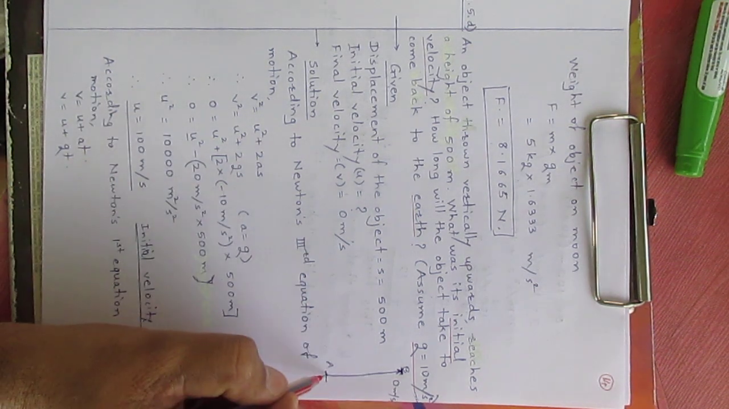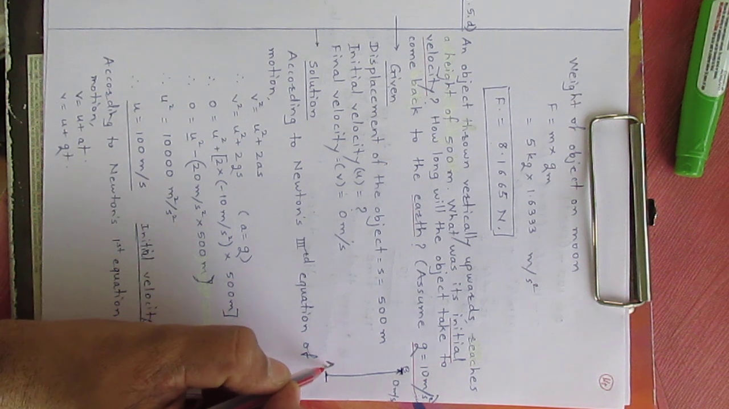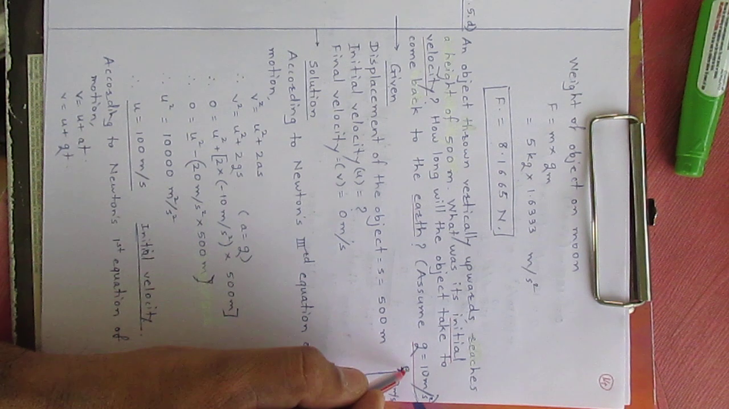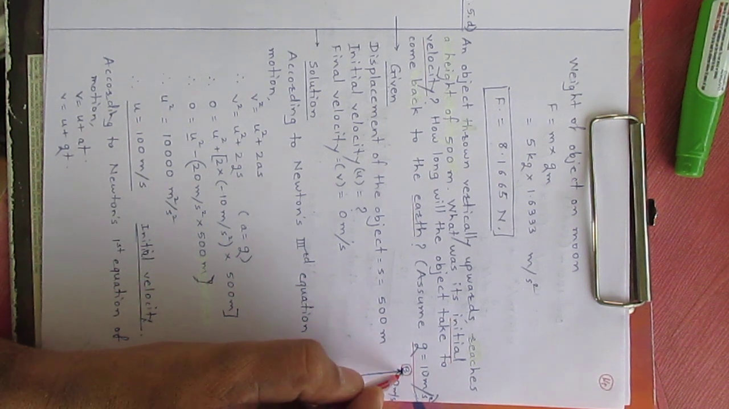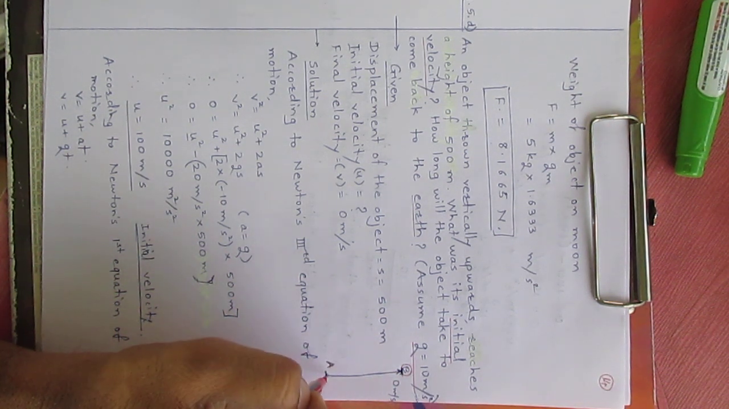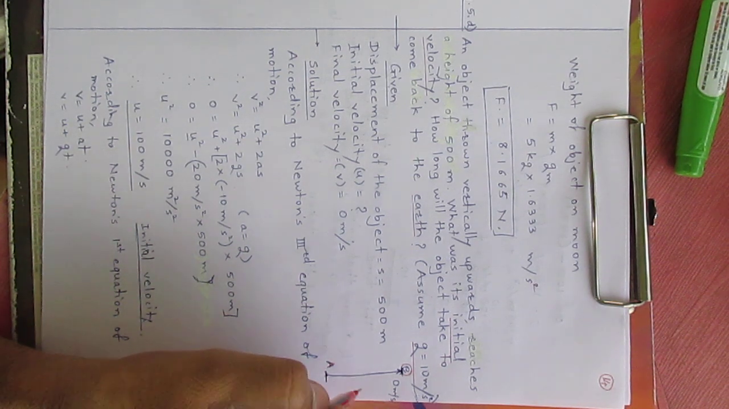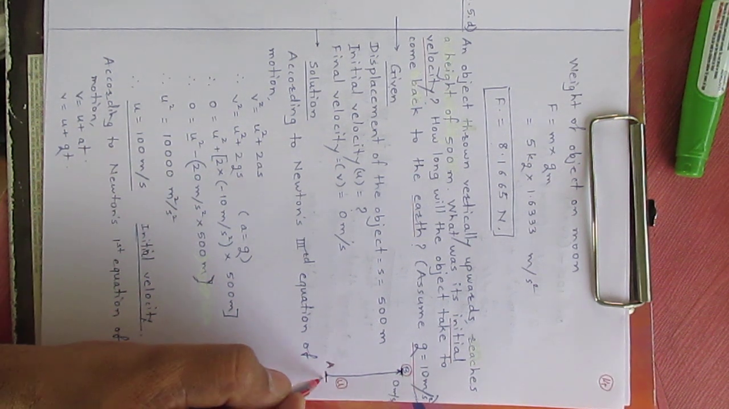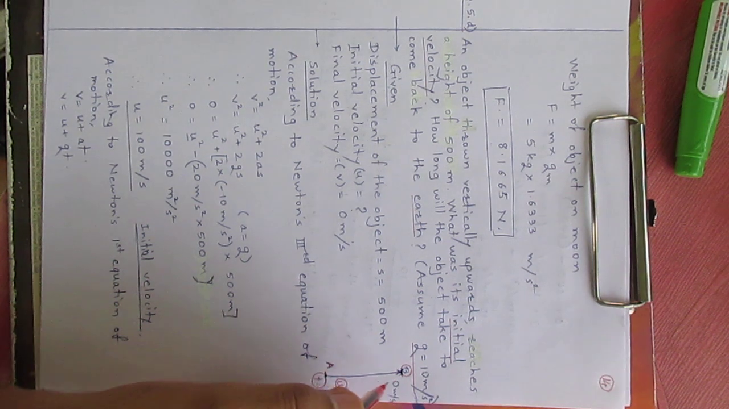Here one thing is to be considered. Object is present at point A. It is thrown in upward direction. It will reach up to point B, and then again it will come in downward direction to reach up to the ground. We are going to find out the initial velocity, that is u, and the total time taken by the object to go up and to come down.